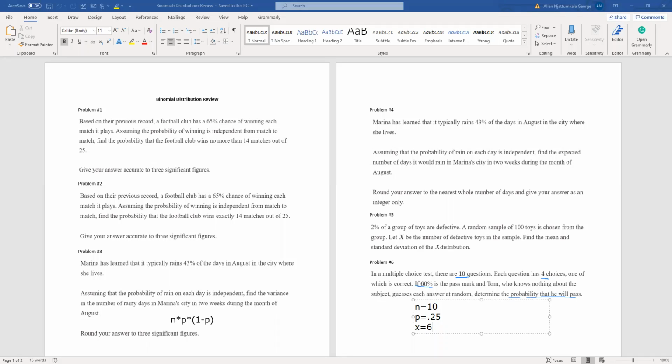If you use CDF and you type 5, you should get an answer, and then you subtract that from 1. CDF, use 5, 10, 0.25, 1 minus this. She is correct, Alan. Yes. Thank you, Nita.